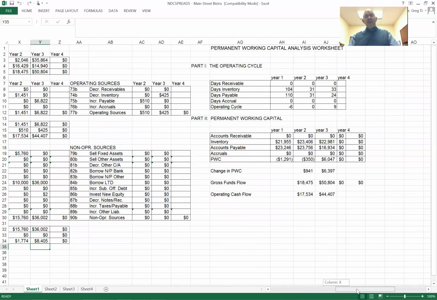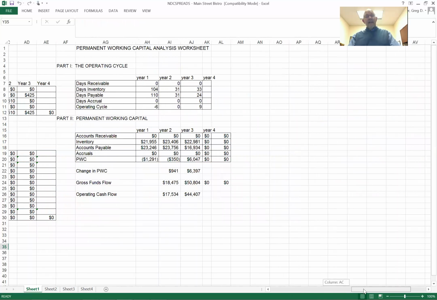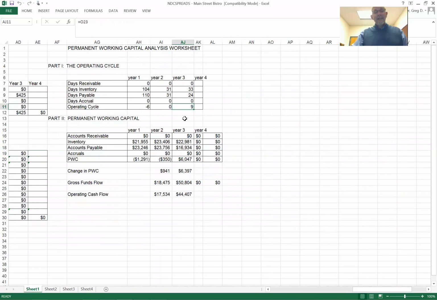Now we go back and you'll remember the operating cycle. Our operating cycle was 9 days. So here we went from -6 days to 9 days, which means we had an increase in a permanent working capital need. So in the third year, we need $6,047 in our system to maintain our working capital, or better explained, to carry the operating cycle of the practice.